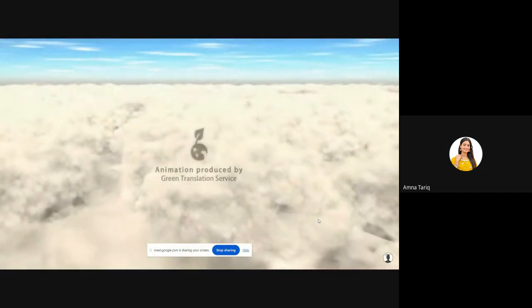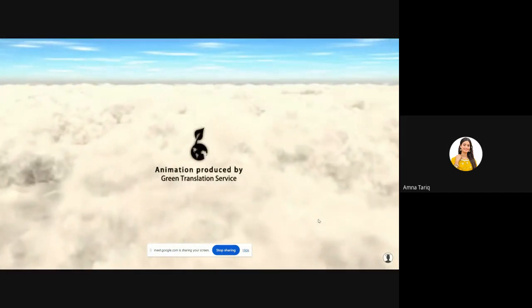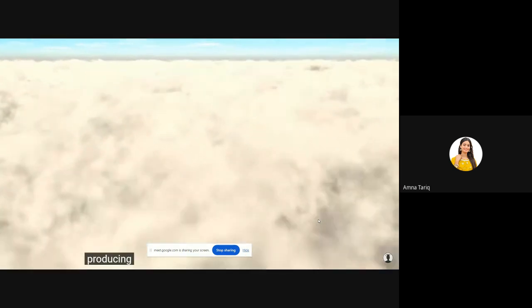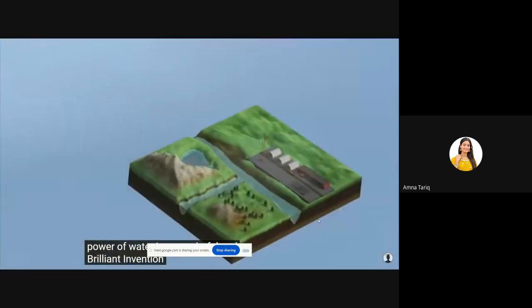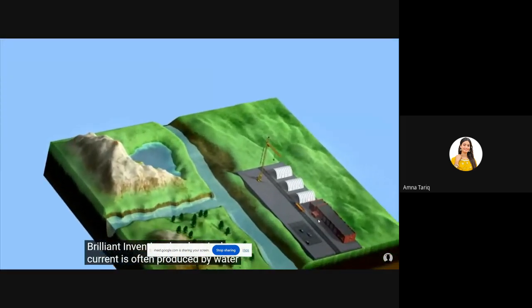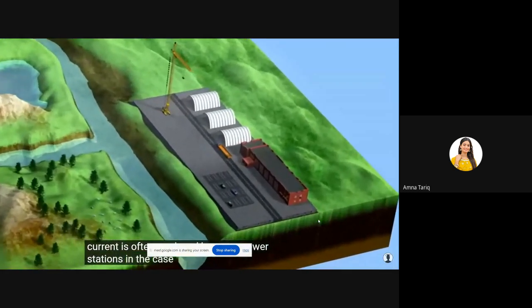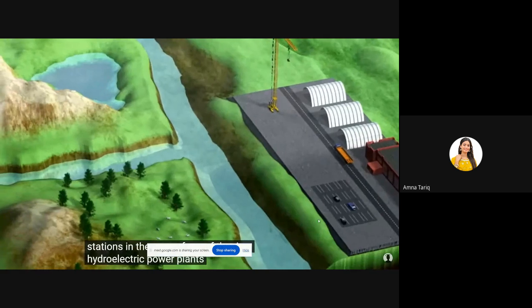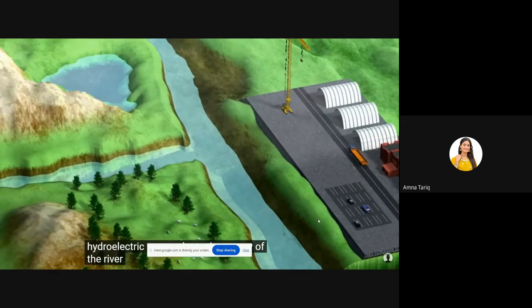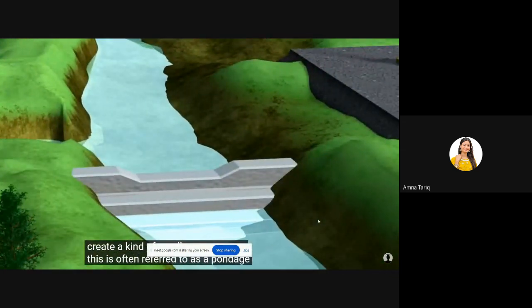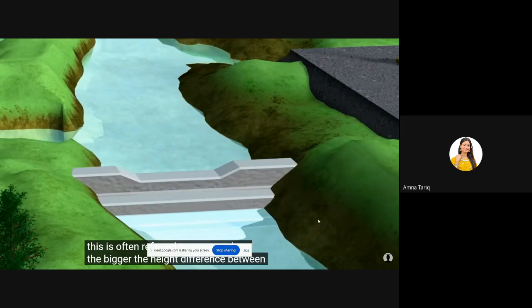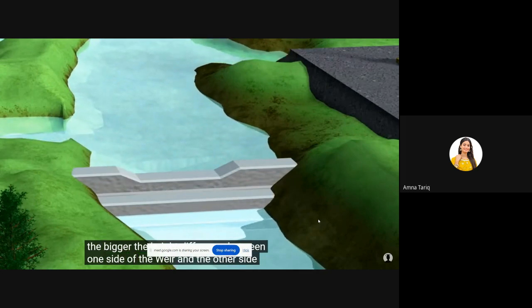Okay, producing electrical energy with the power of water is a wonderful, brilliant invention. The electrical current is often produced by a water power station. In the case of run-of-river hydroelectric power plants, the energy of the river itself is used for this type of power station.